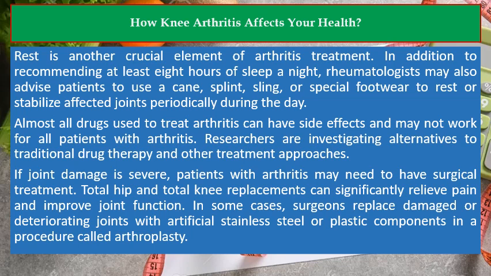If joint damage is severe, patients with arthritis may need to have surgical treatment. Total hip and total knee replacements can significantly relieve pain and improve joint function. In some cases, surgeons replace damaged or deteriorating joints with artificial stainless steel or plastic components in a procedure called arthroplasty.